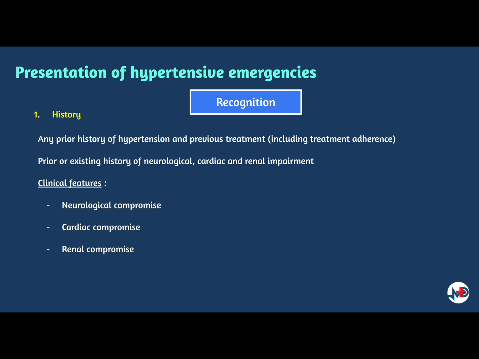So when you're looking at neurological compromise, look for symptoms such as blurry vision, dizziness, headache, seizures, any change in mental status from baseline, loss of sensation or paresthesia or loss of movement. Cardiac compromise would include chest pain, shortness of breath, diaphoresis, orthopnea, paroxysmal nocturnal dyspnea, palpitations or edema. And finally, renal compromise, and this relates to the decrease in urine output, which signifies kidney injury.